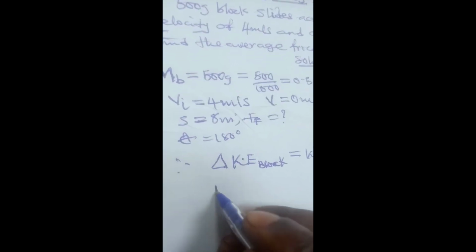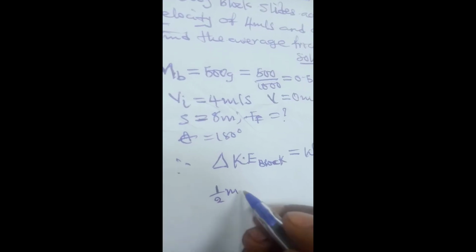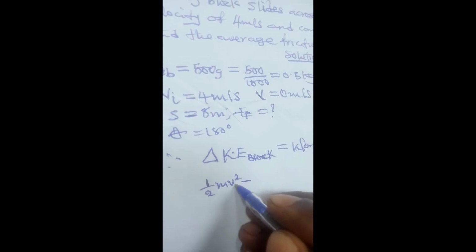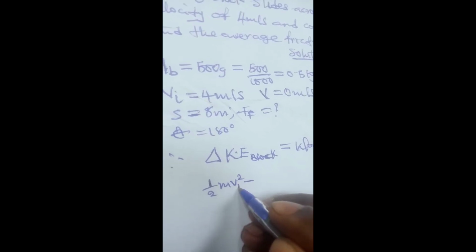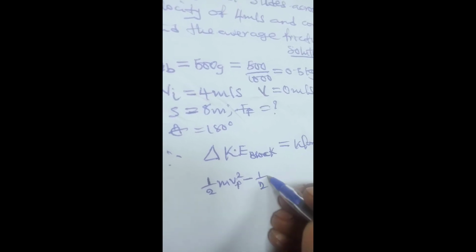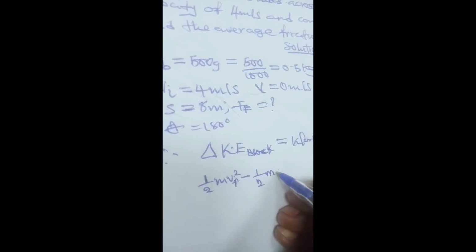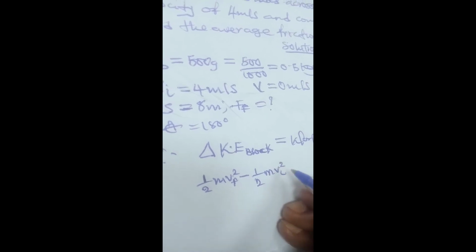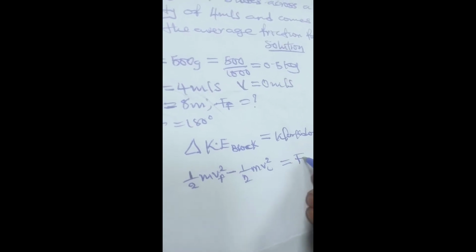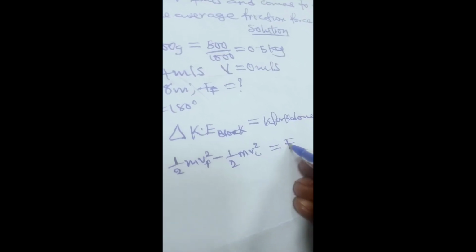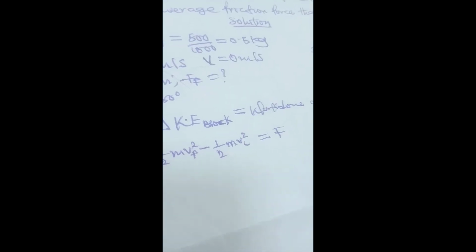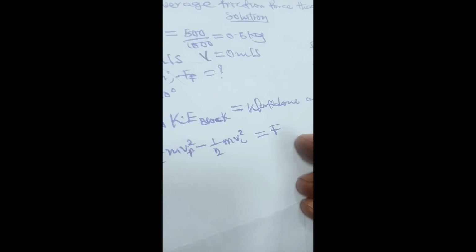Now, the change in kinetic energy. Remember, the formula for kinetic energy is half m v squared. This is going to be the final velocity, while this is going to be the initial velocity, and that's equal to the work done. The work done is equal to force times distance. Since an angle is involved, work is force times distance times cos theta.